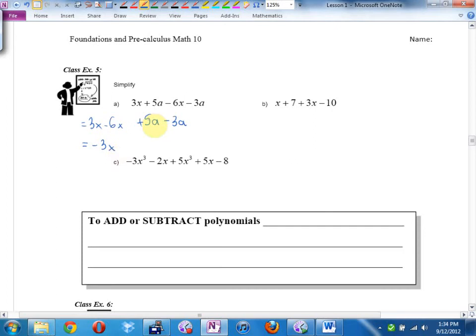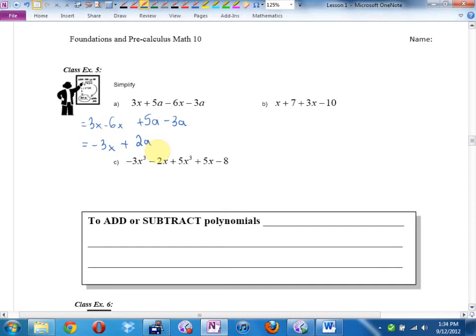And what is 5a take away 3a? 2a. Now, 2a is what I think, but out loud I always say to myself positive 2a in my head. And the reason I think positive 2a is, what does it remind me to put right here? A plus 2a. If you want to do that much work, go ahead. I'm good with that.